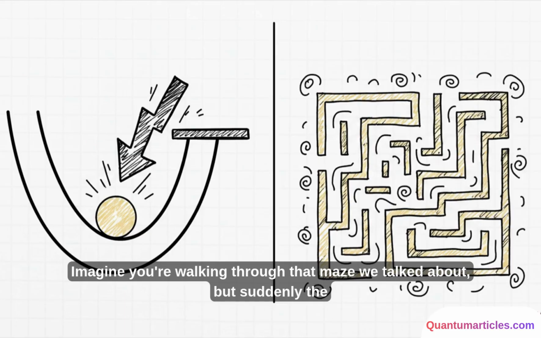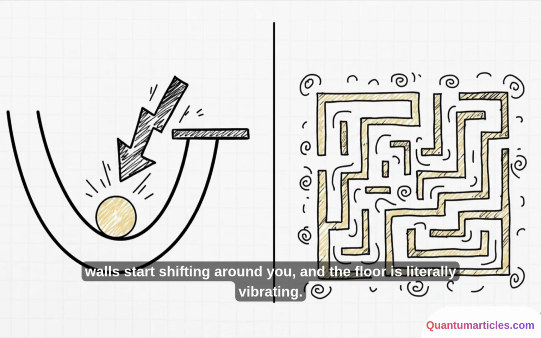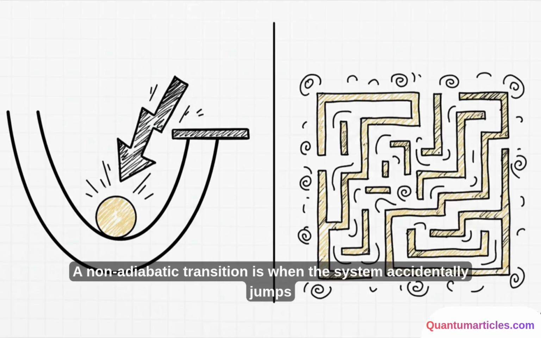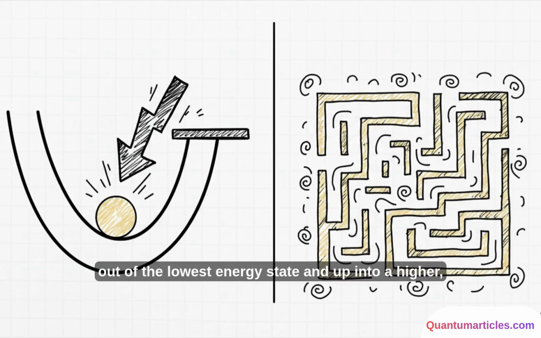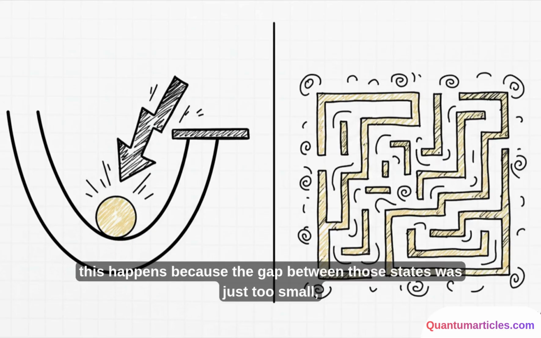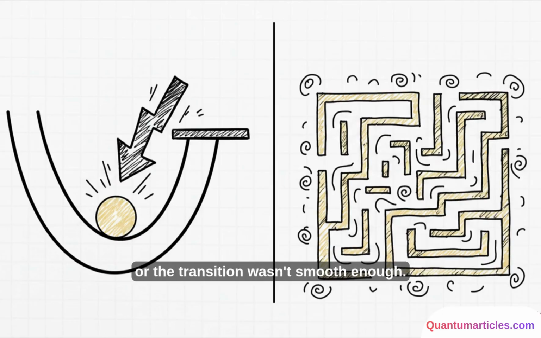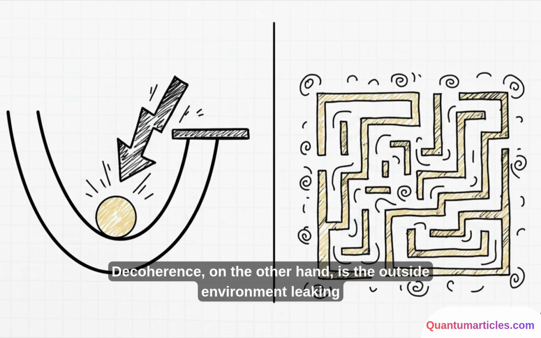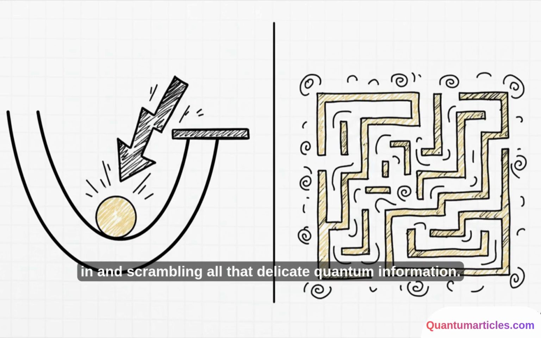Imagine you're walking through that maze we talked about, but suddenly the walls start shifting around you and the floor is literally vibrating. A non-adiabatic transition is when the system accidentally jumps out of the lowest energy state and up into a higher, excited state. Usually, this happens because the gap between those states was just too small, or the transition wasn't smooth enough. Decoherence, on the other hand, is the outside environment leaking in and scrambling all that delicate quantum information. Both of these things throw the system completely off track.